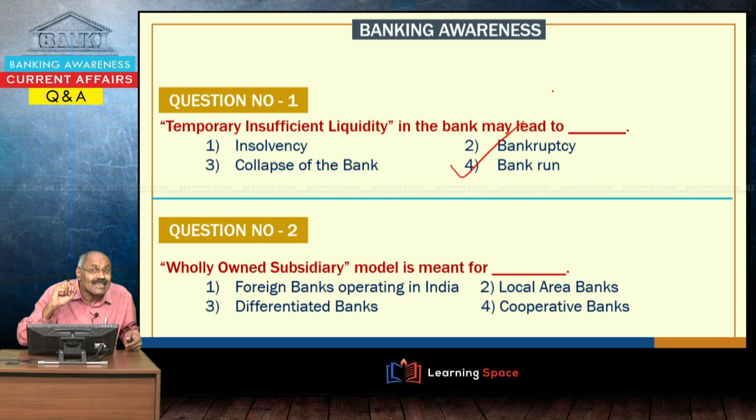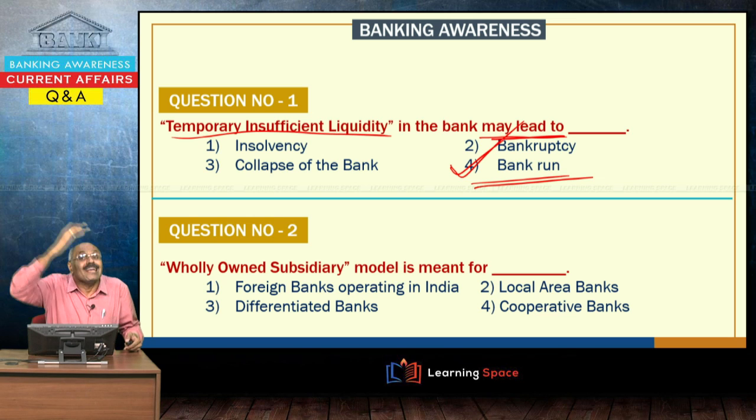Temporary insufficient liquidity. When you go to the bank and are told that money is not available, and sometimes there may be rumors that the bank's money is not available, under those circumstances people will go and queue in front of the ATM. That situation is basically known as bank run. That means temporary insufficient liquidity may lead to bank run, not insolvency, not bankruptcy. Insolvency and bankruptcy are bigger terms, whereas bank run is a small term.